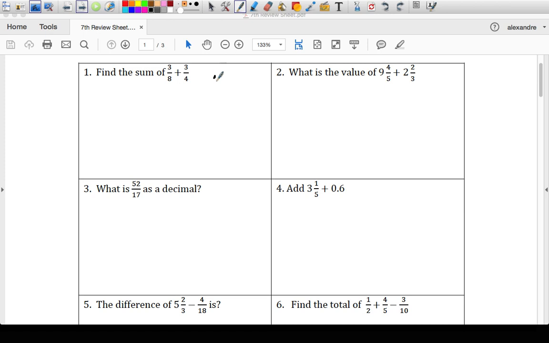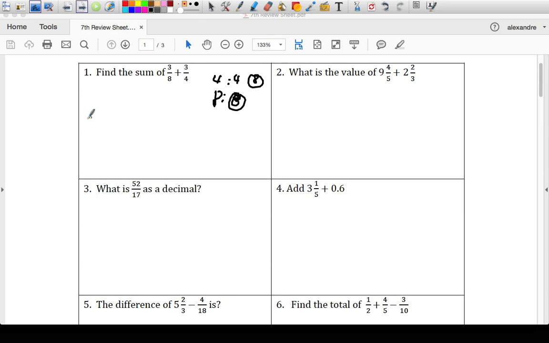You need to find the LCM, of course. So you can do it like this. Okay, the LCM between 4 and 8 is 8.